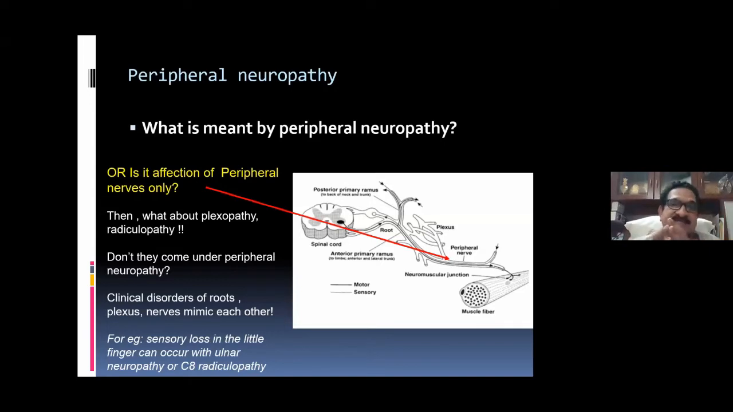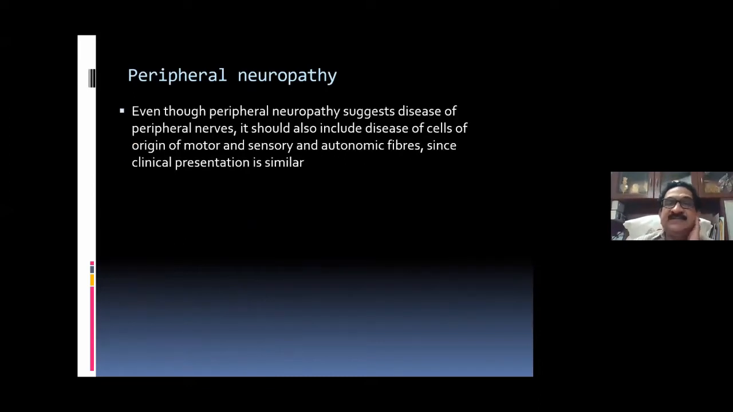So in essence, rather than defining what peripheral neuropathy is at all, you must have an approach to a problem of a paralysis, which is LMN, or sensory loss due to a problem in the periphery. That is the basis of my talk today. So even though peripheral neuropathy suggests disease of the peripheral nerves, it should also include disease of the cells of origin of the motor, sensory and autonomic fibers, since the clinical presentation is similar. Plexopathy, motor peripheral neuropathy, neuromuscular junction.